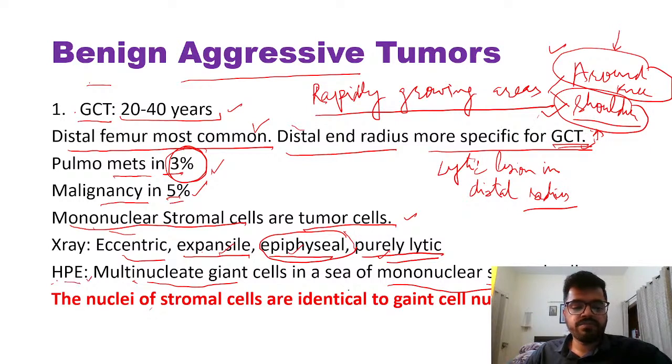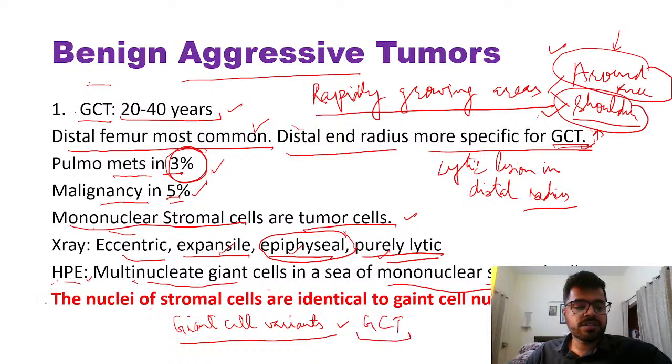There are multinucleated giant cells in a sea of mononuclear cells, but then we talk about giant cell variants. They also have giant cells. So how do we differentiate between giant cell variants and giant cell tumor?